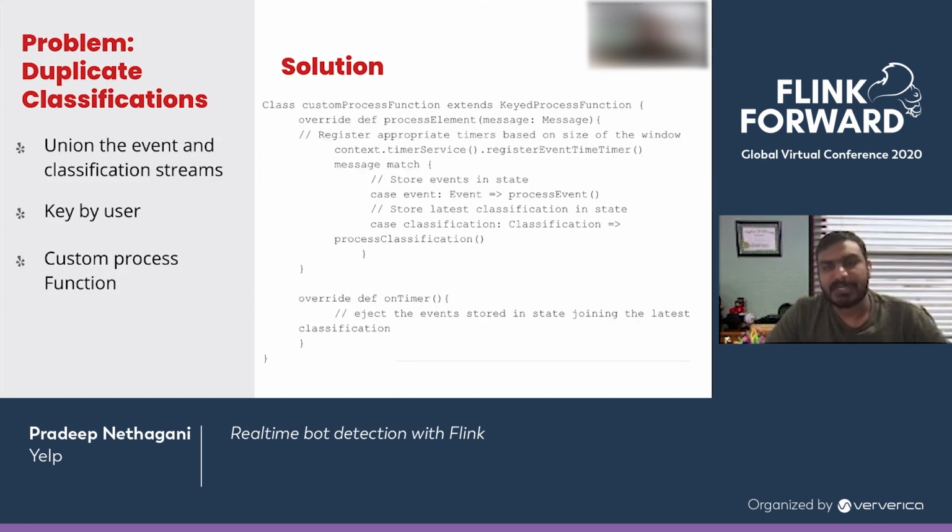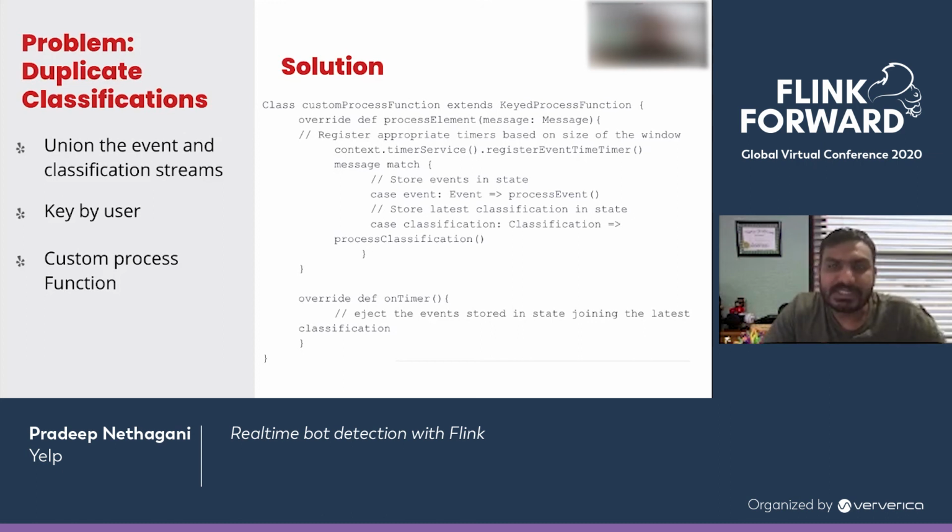Now, from the code perspective, this is what it looks like. We have overridden the keyed process function. The process element is to process the events that fall into the same window. As you can see, there can be two types of events that fall into this: one is the event type, and the other is the classification type. For the event type, we need to store all the events that fall into the window in the state. For the classification state, we just need to pick the latest classification and store the latest classification that we receive for that user. So we can order them by time, and we can always pick the latest one.